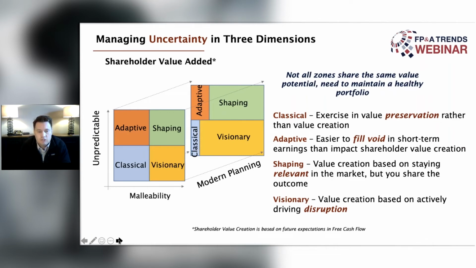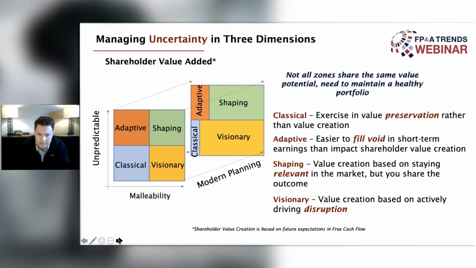When we look at it in three dimensions, what's important to realize is that not all zones share the same potential, right? And so you need to maintain a healthy portfolio. When I say the same potential, I mean the same value creation opportunity. So we think about classical, right? Everyone tends to want to stick in classical, but the reality is the classical zone is really about value preservation, right? All the value is already baked into the ideas that you have in the classical world. And so there's very little value creation opportunity.